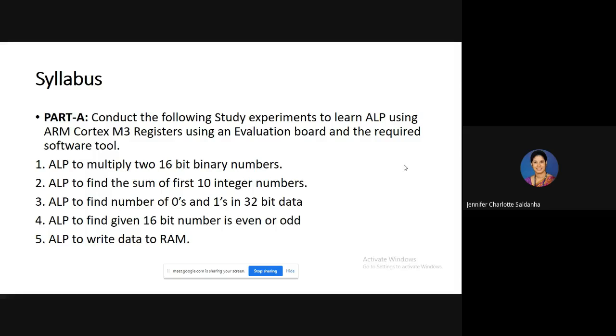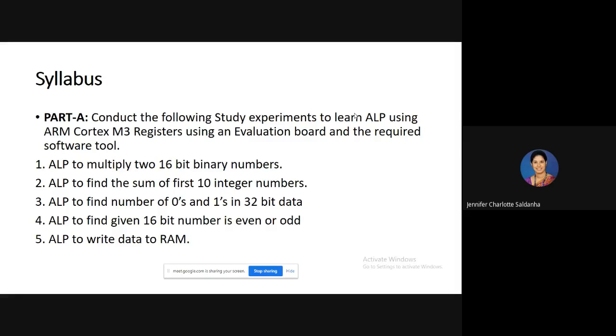I think all of you have used Keil software earlier, right? Am I right? Have you used Keil software earlier? Yes, ma'am. For what you had used? 8051. For the 8051 microcontroller. So you are not very new to the microcontroller concept.